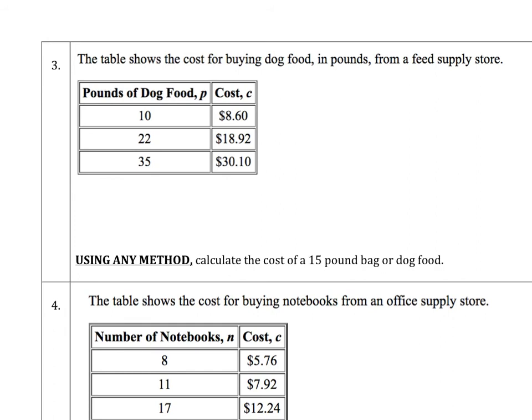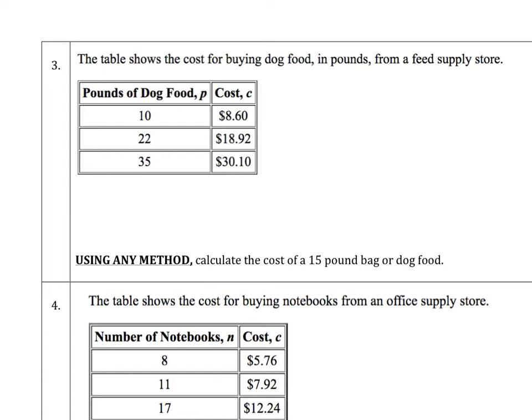The table shows the cost for buying dog food in pounds from a feed supply store. $10 cost us $8.60, $22 cost us $18.92. Use any method, calculate the cost of a 15-pound bag of dog food. Okay, so we want a bag that's somewhere in between the 10 and the 22 pounder.